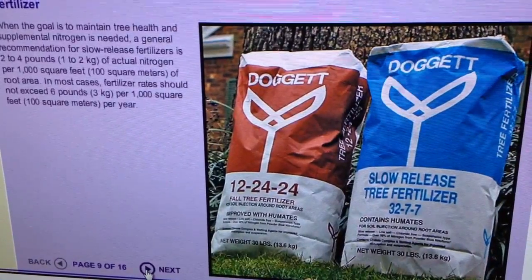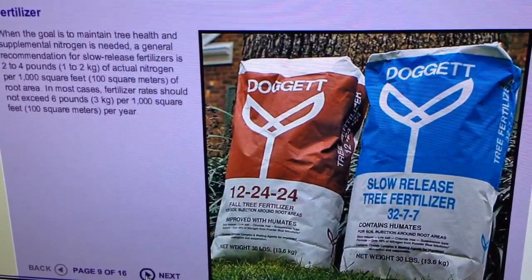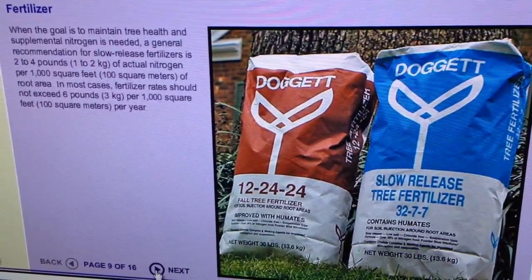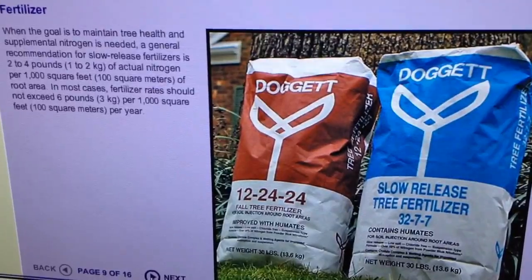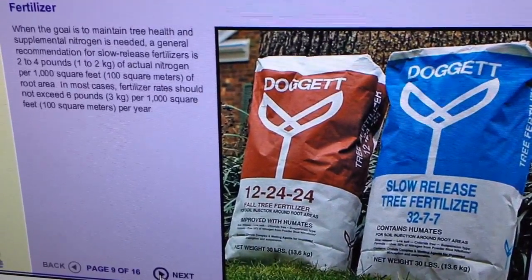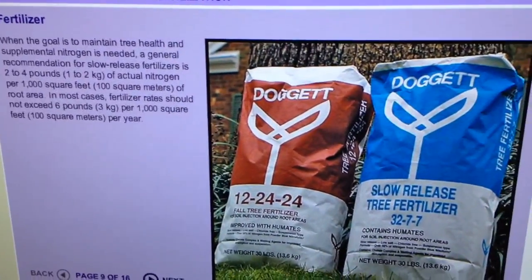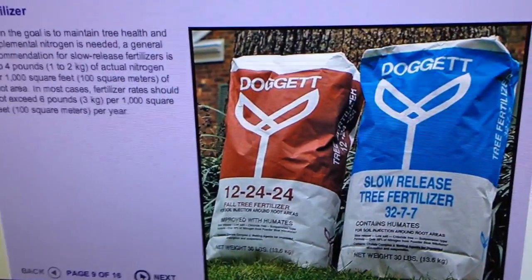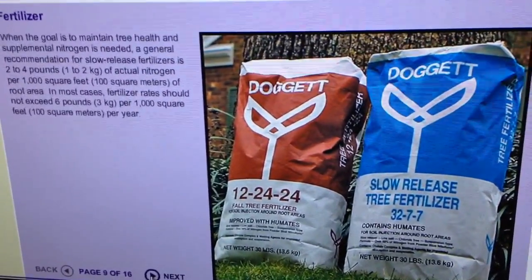When the goal is to maintain tree health and supplemental nitrogen is needed, a general recommendation for slow-release fertilizers is 2 to 4 pounds (1 to 2 kilograms) of actual nitrogen per 1,000 square feet (100 square meters) of root area.